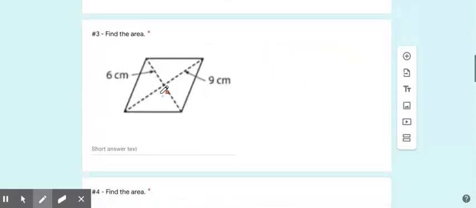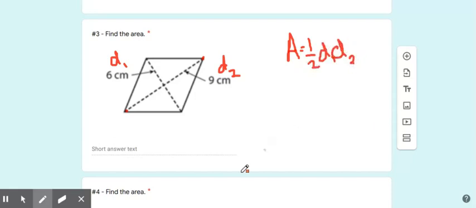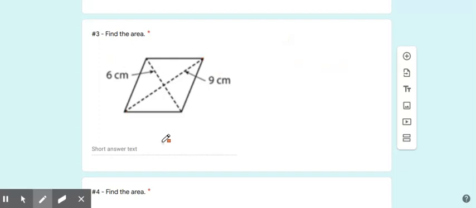Number 3, you have a rhombus here. As you can see, you have this diagonal right here that is 6 centimeters. So call this D sub 1. And here you have from this vertex to this vertex another diagonal, which is 9 centimeters. So this is D sub 2, or the second diagonal. Write down the area of a rhombus formula. So 1/2 times D1 times D2. And that'll give you the area of the rhombus.